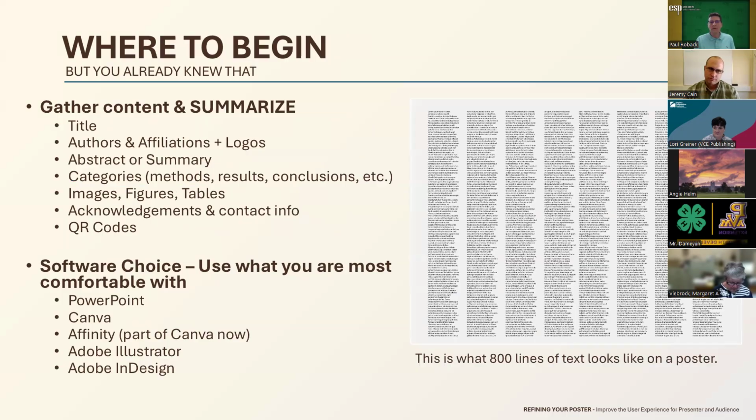So where to begin? But you already knew that. You probably already have an idea of the parts you want to include in your poster. Posters are a summary of your work, not just a reproduction of your paper or journal article. So the key is summary. It's a pitch for people to explore your work through a conversation with you, and then find your full paper elsewhere. So if you remember that 810 line NSF grant proposal, this is what 800 lines of text looks like as a poster. Obviously, that's not going to work for anybody.